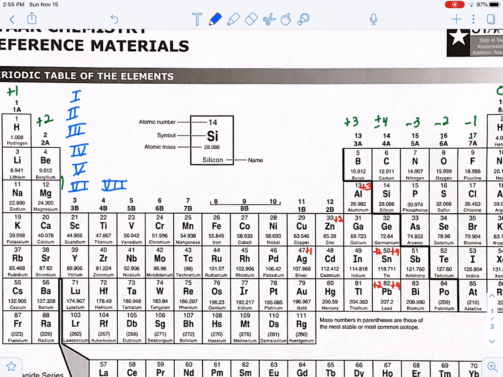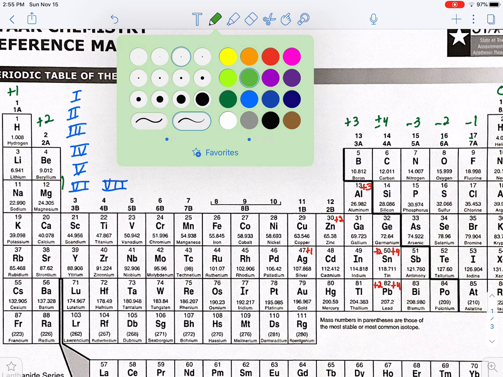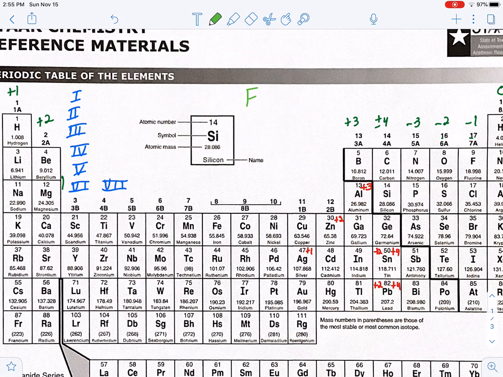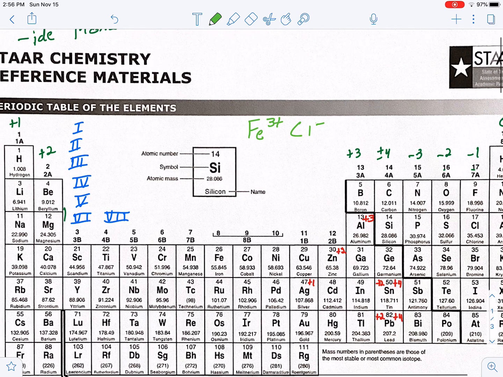So let's start off with an easy one. Let me change my color up. Fe with a 3+, and chlorine with a -1. Keeping it nice and simple. I can tell that they're not balanced, so I'm going to do my crisscross method, just like we've been doing before. I'm going to bring that 1 over here, bring that 3 over here. So my correct formula would be FeCl3.